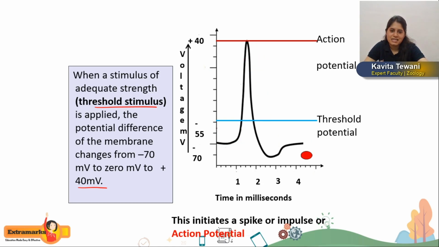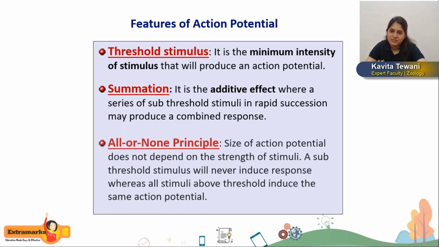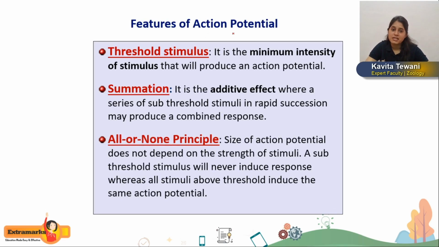As you can see in this graph, how the impulse goes. Are you people able to see this? How the graph is going and what each and every curve is representing, I will be telling you that also. Threshold stimulus is the minimum strength stimulus which is required to produce a nerve impulse. Summation is an additive effect where all the sub-threshold stimuli in rapid succession, one after the other, produce a combined response.